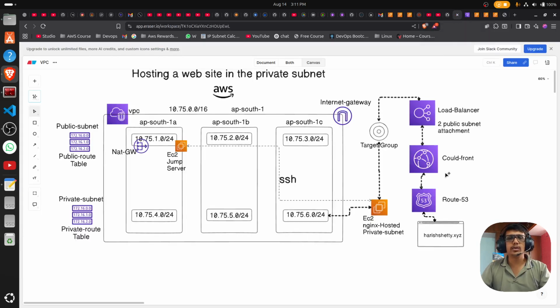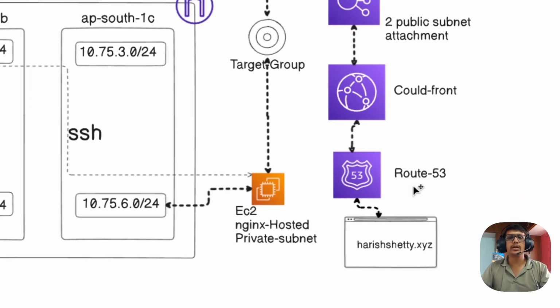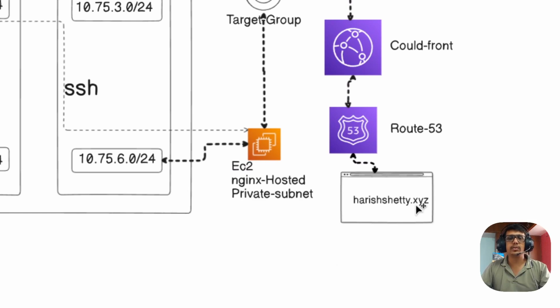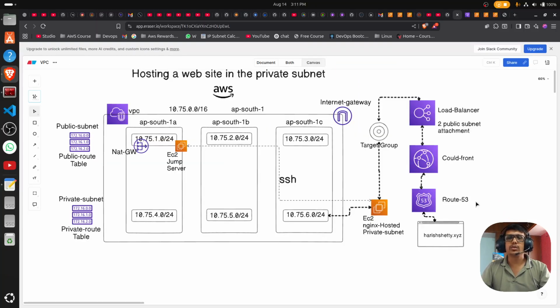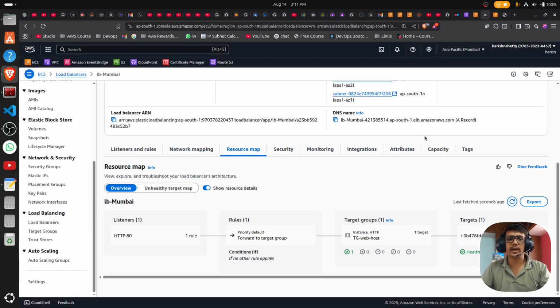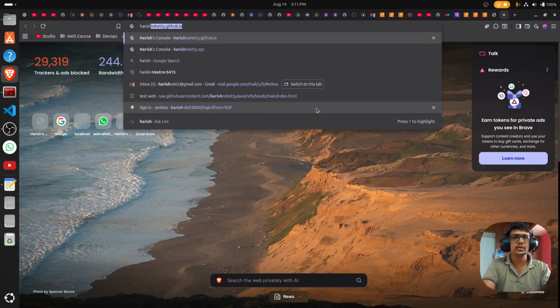And we are going to do some more advanced things like creating the CloudFront and Route 53 and making it accessible via a custom domain. For the CloudFront I am not going to show it here because it takes half an hour. So what I am going to do now is go to my website.